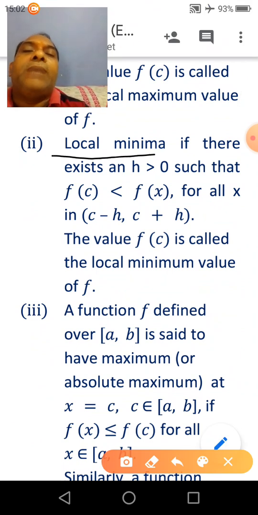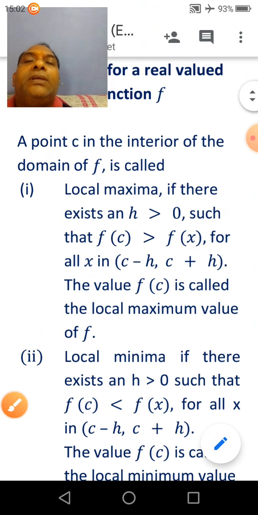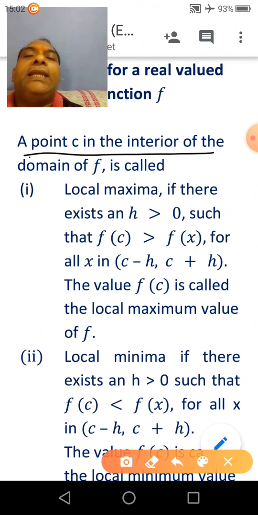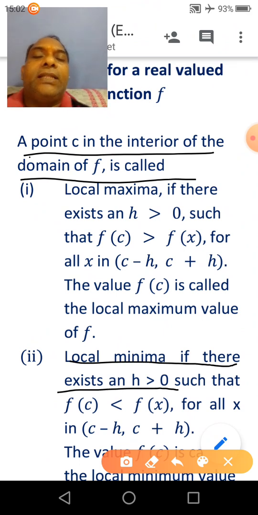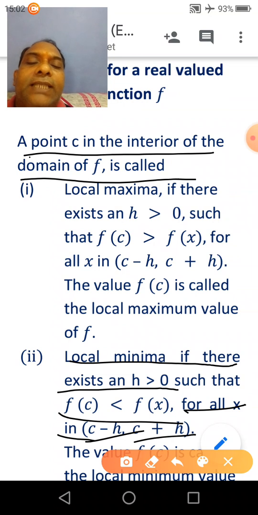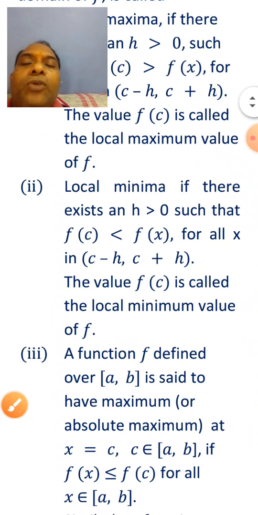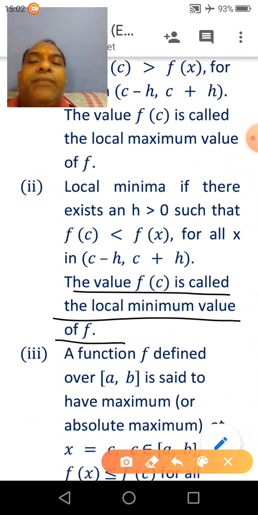Similarly, local minima means a point c in the interior of the domain of f is called local minima if there exists an h greater than 0 such that f(c) is less than f(x) for all x in the open interval (c minus h, c plus h). The value of f(c) is called the local minimum value of f.